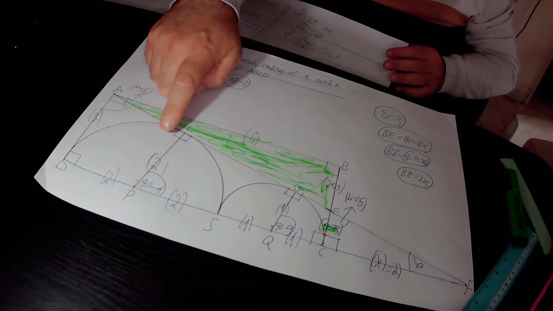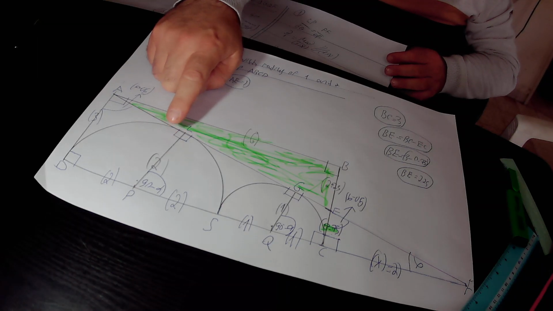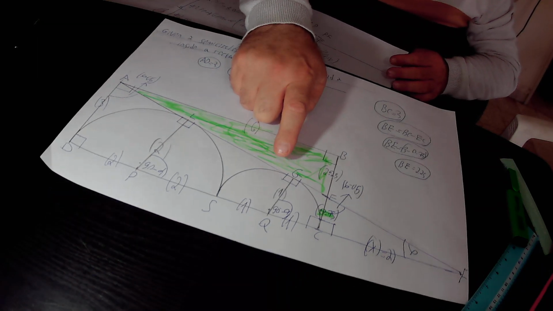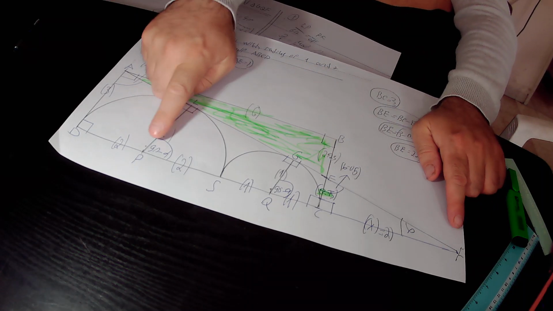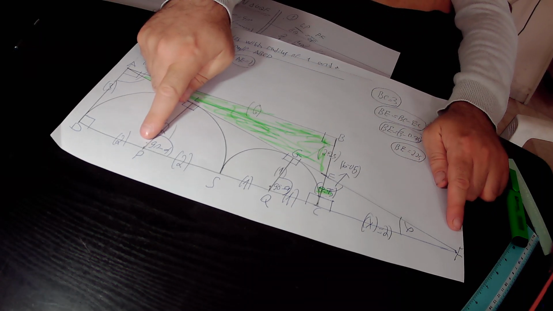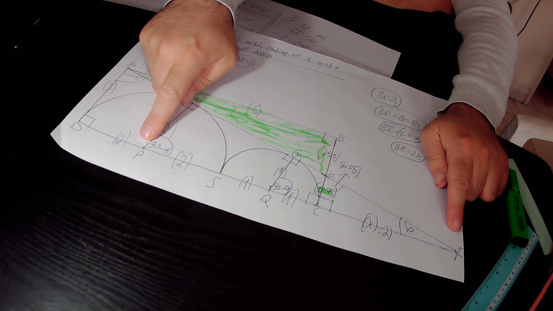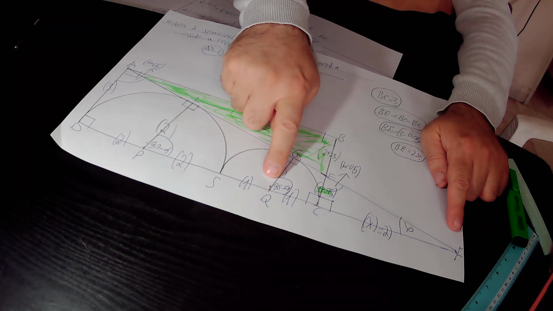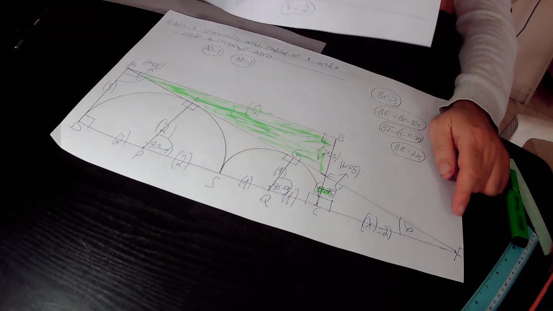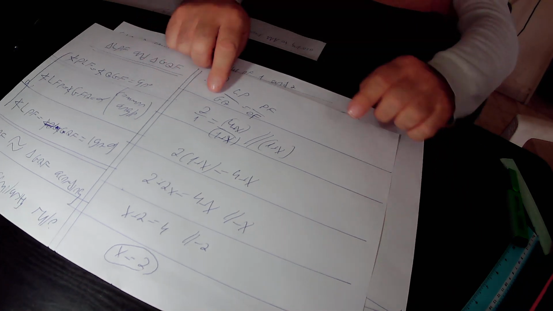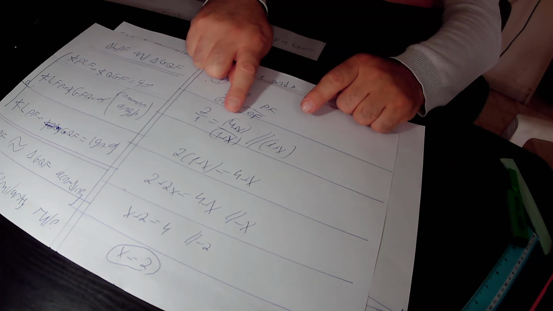LP equals 2, GQ equals 1, and PF equals 2 plus 1 plus 1, that is 4 plus x. So PF in total equals 4 plus x over QF, and QF equals 1 plus x. So in total, we find that 2 over 1 equals 4 plus x over 1 plus x.